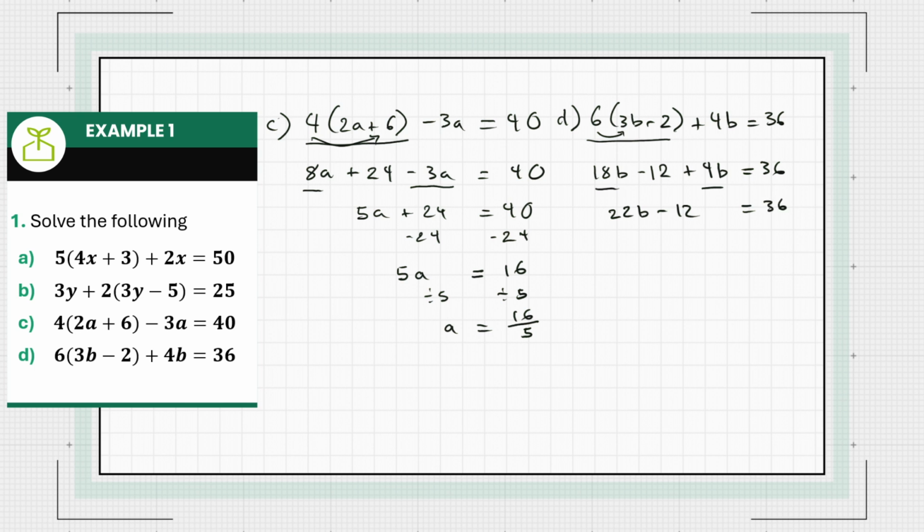And from here we can add 12 to both sides, and we're left with 22b is equal to 48. Okay, so from here we divide both sides by 22, and we're left with b is equal to 48 over 22.